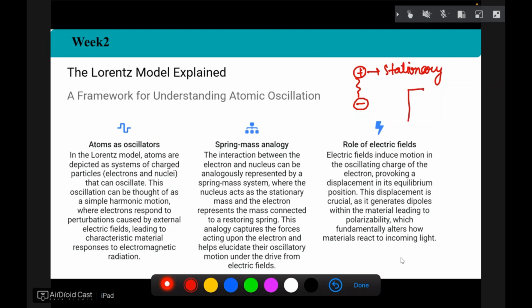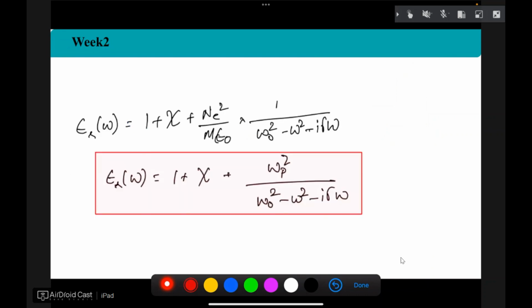Suppose we have a material and we are applying an electric field, then a dipole moment will be created, which will lead to polarizability of the material, which fundamentally alters how materials react to the incoming light. So for that, we derive one expression of how the susceptibility and the plasma frequency are related to our permittivity. So the permittivity is dependent on the frequency.